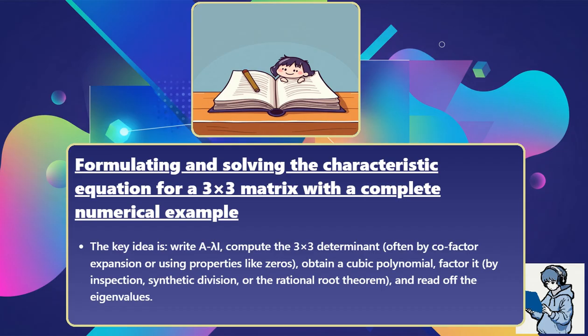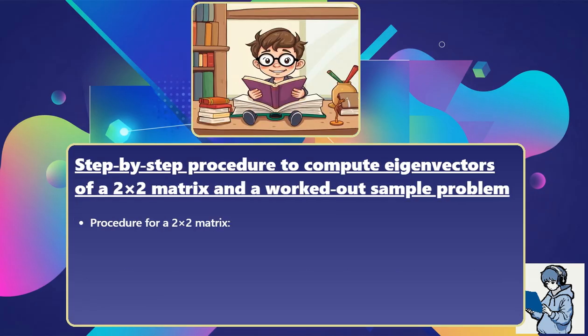The key idea is, write A minus lambda I, compute the 3 by 3 determinant, often by cofactor expansion or using zeros, obtain a cubic polynomial, factor it by inspection, synthetic division, or the rational root theorem, and read off the eigenvalues. Procedure for a 2 by 2 matrix.